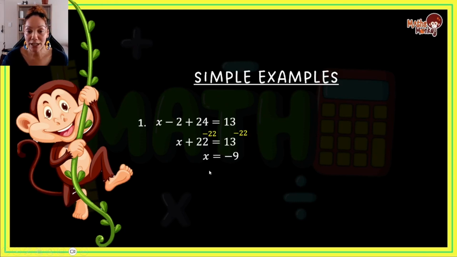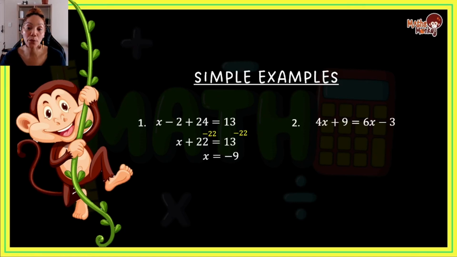So what have you actually calculated? You've calculated that in this equation, if I put a 9 here, subtract 2 and add 24, I will get 13. And you always only stop with your equations once you actually have x equal to something. Okay, so let's try another example.